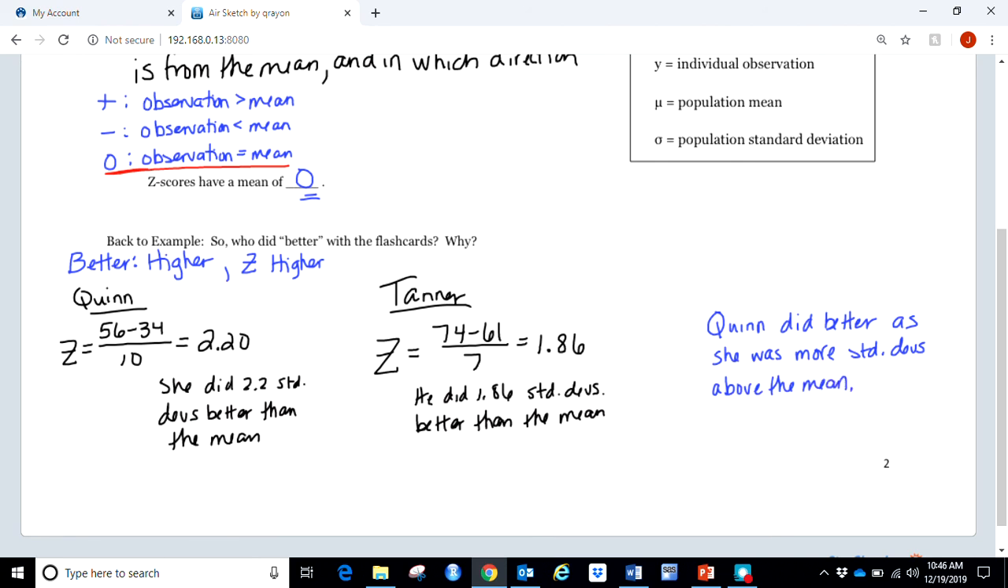In the next video, we're going to do a couple more examples of looking at these z-scores, because sometimes we're not always looking for who did better, or maybe higher isn't always better. So we'll look at a couple more examples to see how we can use those contexts to answer the same type of question.